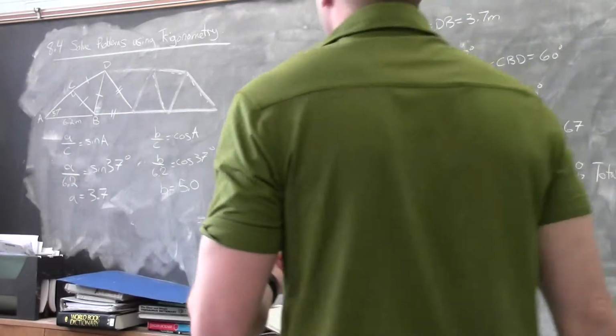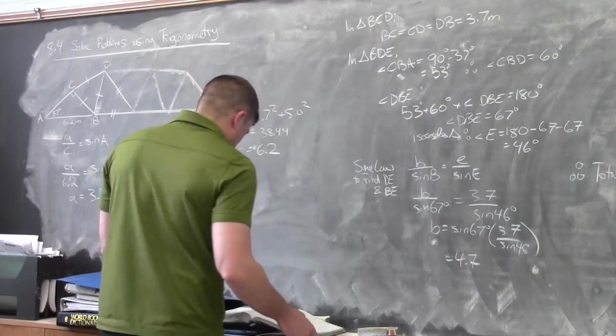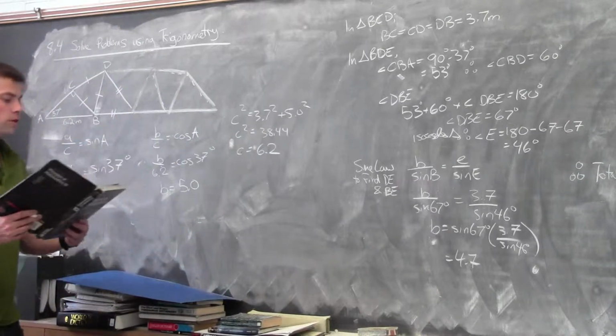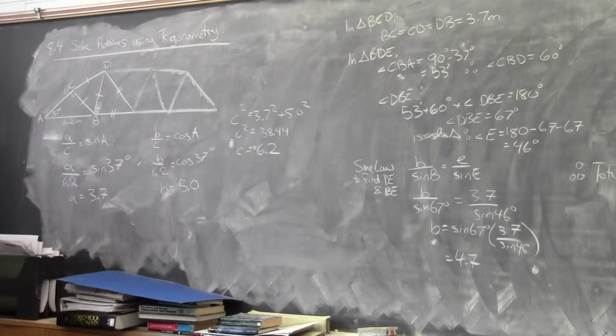All right, this is 8.4, page 424 in your textbooks. We're solving problems using trigonometry. So when we say trigonometry, we're referring to basically everything we started learning since chapter 7. So SOHCAHTOA, sine law, cosine law, those are our three main tools, I guess if you will.